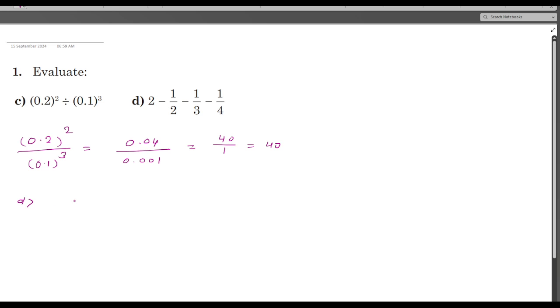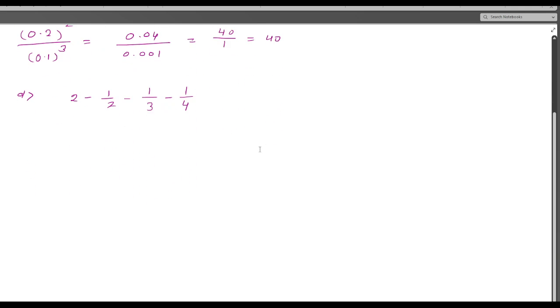D is 2 minus half minus 1 by 3 minus 1 by 4. Okay, so here as denominators are different, we will make denominator same. Let us take the LCM of this 2, 3 and 4. LCM of 2, 3 and 4 is 3 times 2, 6. No, 3 times 4 is 12. 12 is the LCM of 2, 3, 4.